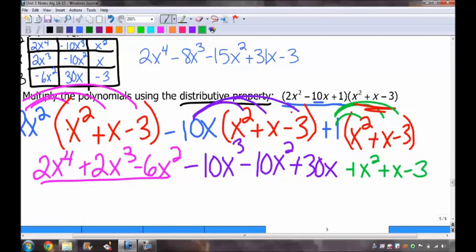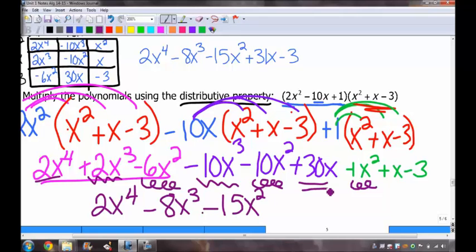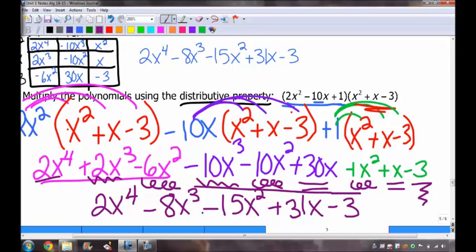So at this point in time, you can choose to use the box or just writing out the distributing, whatever works best for you. Last thing I need to do is just combine my like terms. There's nothing like 2x to the 4th power, so I'm just going to copy it down. 2x cubed is like negative 10x cubed, so I get negative 8x cubed. Negative 6x squared is like negative 10x squared and x squared, so negative 6 plus negative 10 is negative 16 plus 1 is negative 15x squared. This 30x is like this x, so I end up getting 31x. And then I have this minus 3 left over at the end. Okay, and that is my final answer.